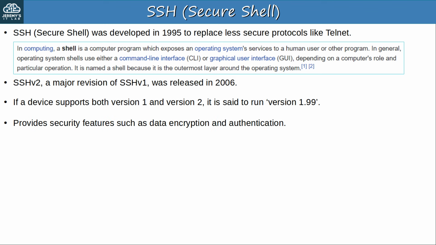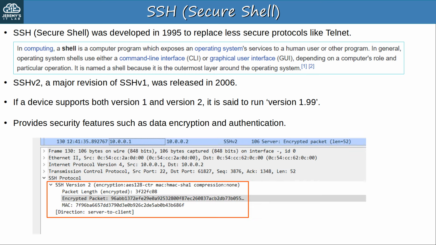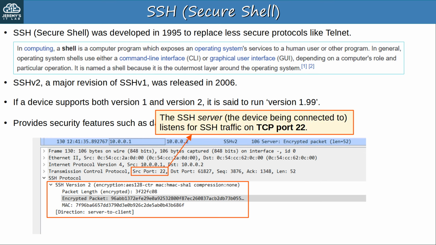SSH provides security features such as data encryption and authentication. You'll learn more about those terms in the security section of the course. But for example, here's an SSH packet that I captured in Wireshark. Look at the encrypted packet section. It's just a seemingly random string of characters. Only the SSH server and client have the keys to decrypt this packet. So even though I captured the packet on the way to its destination, I don't know what the contents are. By the way, SSH uses TCP port 22. So remember that Telnet uses TCP 23, and SSH uses TCP 22.